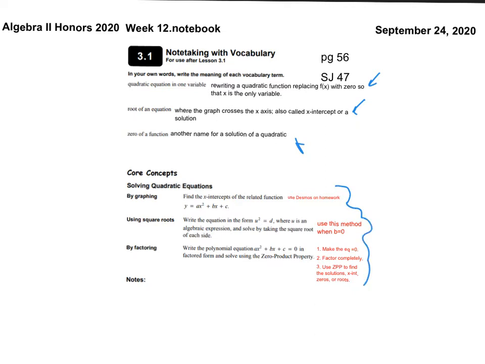notice it says to find the x-intercepts, use Desmos on your homework and Desmos on the notes. That's what I'm going to use. You may want to pause the video when I'm doing that portion and make sure to use Desmos as well.